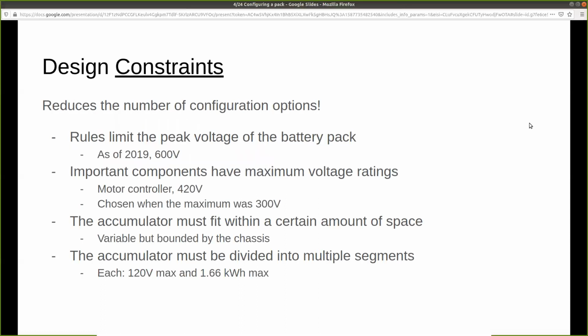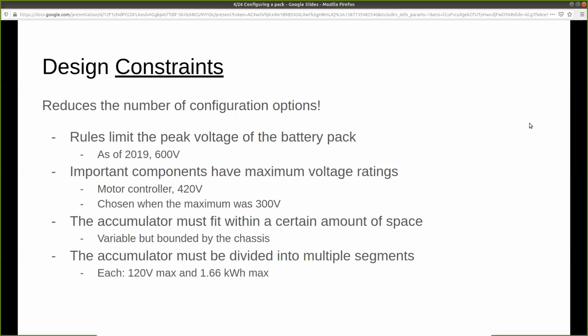There's also the design constraints. At yesterday's mechanical presentation, this was a really important topic that we talked about. The important idea here is there are other constraints besides the function you're looking to achieve that reduce the number of options you have, and in this case, reduce the number of configurations that are viable for building your battery pack.